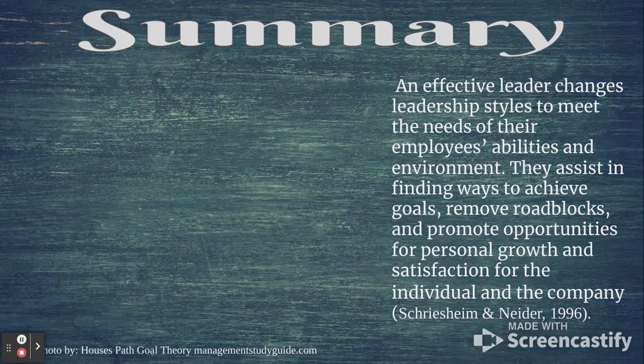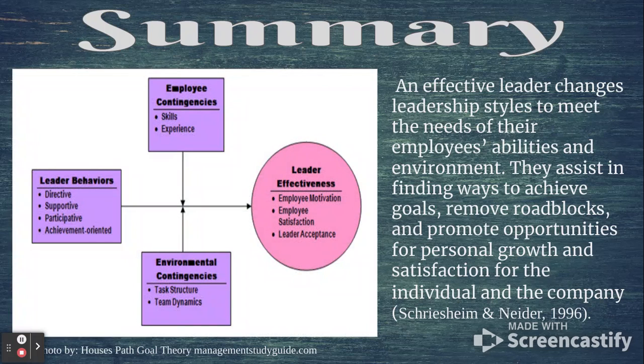So you can see that path goal theory can be kind of complicated and complex, as some theorists say. An effective leader changes leadership styles to meet the needs of their employees' abilities and environment. They assist in finding ways to achieve their goals. They're removing those roadblocks and promoting opportunity not only for their organization or your school, but their employees' personal growth and satisfaction. And this graphic shows this very well. You have your leadership behaviors on the left, the directive, supportive, participative, and achievement oriented. Which one you choose to use is going to depend on your employee and the environment. But no matter which one you use, you're using that motivation for employee satisfaction.